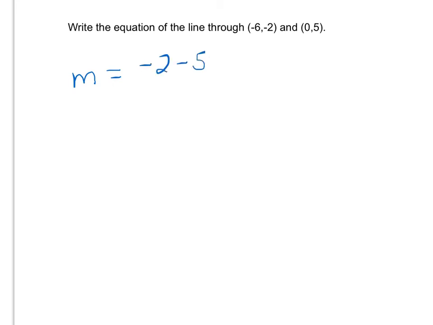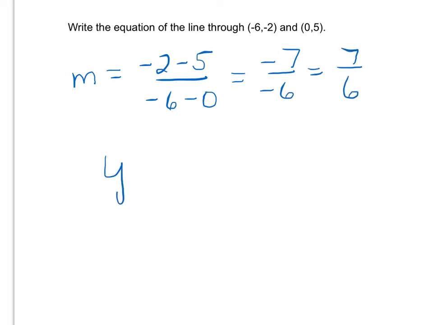Y minus y over x minus x. I get a 7 over a 6, which is a 7/6 slope. And this time I can just write the equation because all I need is the slope. So 7/6x plus the y-intercept, which this time was nicely given.